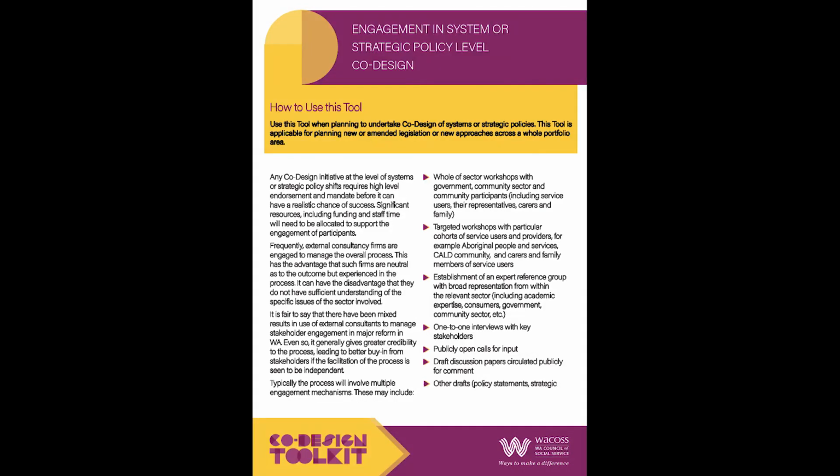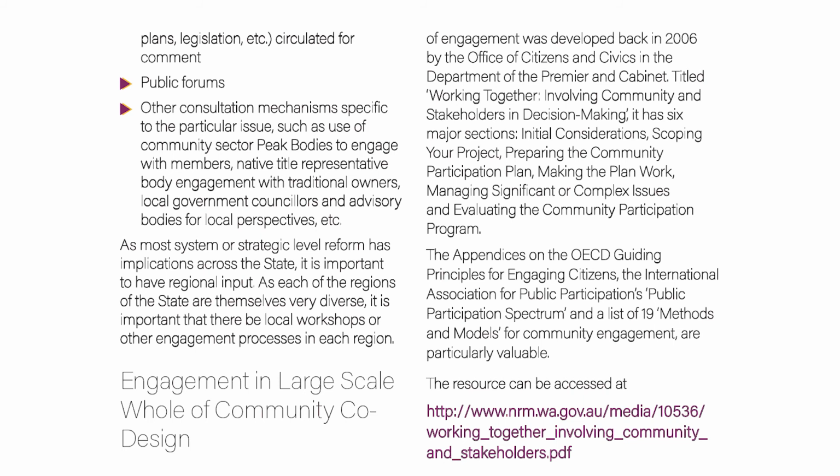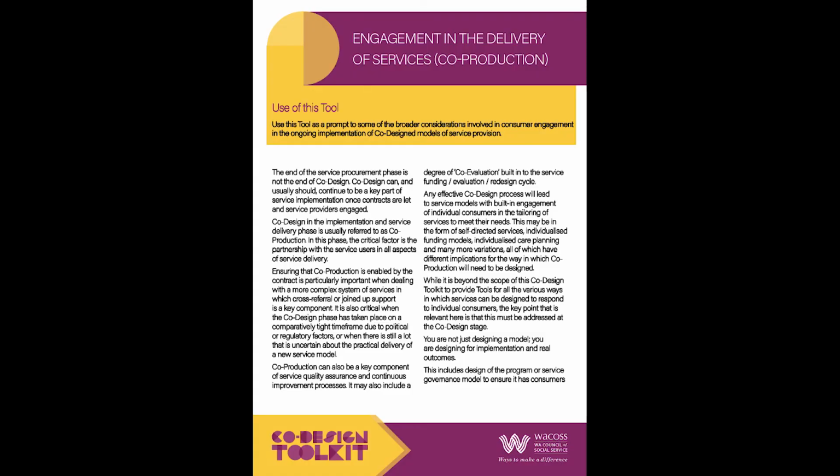Then there's engagement in system or strategic level co-design. This is your large-scale stuff, which is only covered briefly in this tool. However, it does have a link to a very useful resource, which is Working Together, Involving Community and Stakeholders. It's a WA state government publication from some years ago, but it's extraordinary how useful it still is, and there are links to that document in the tool. Finally, there's a brief introduction to engagement in the delivery of services. This is the engagement with individual service users once the service is up and running. It's often called co-production, and it could do with a whole toolkit all of its own, but some key elements of co-production are outlined in the tool.